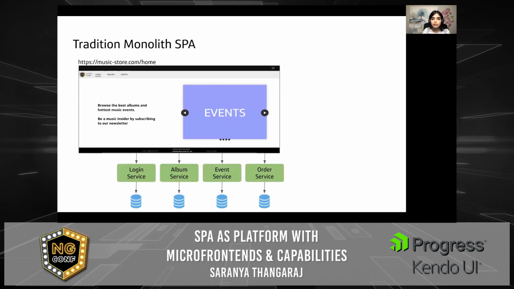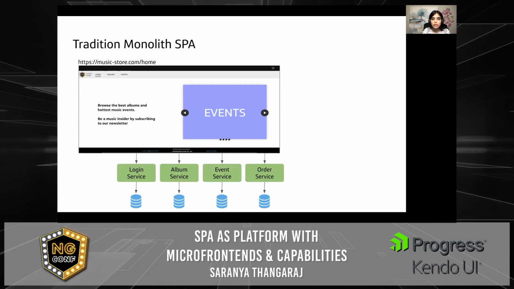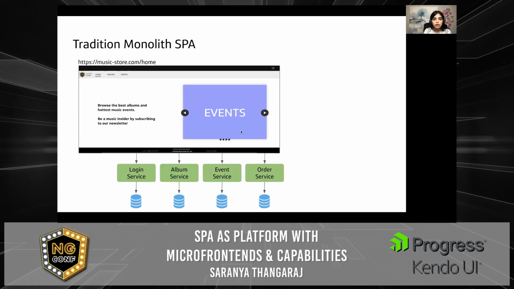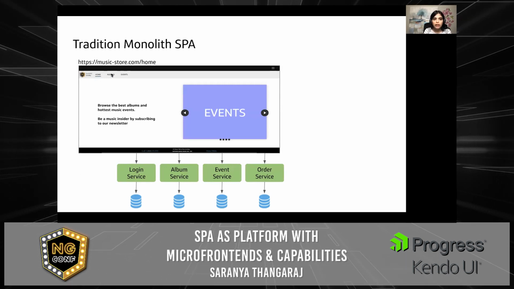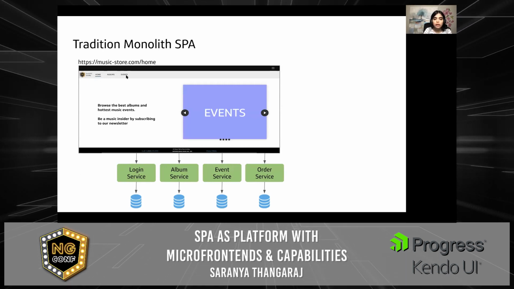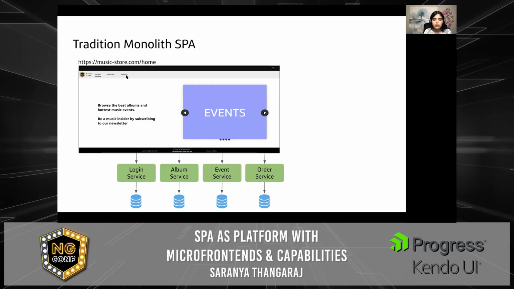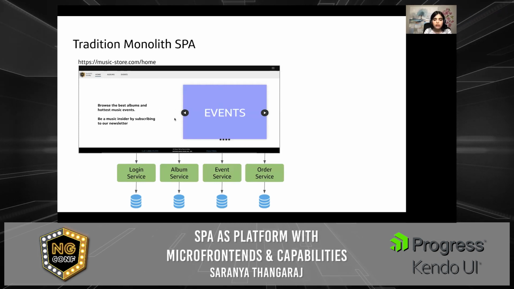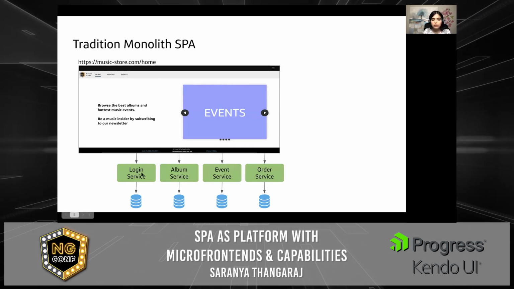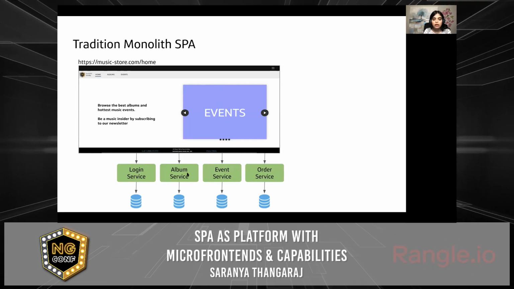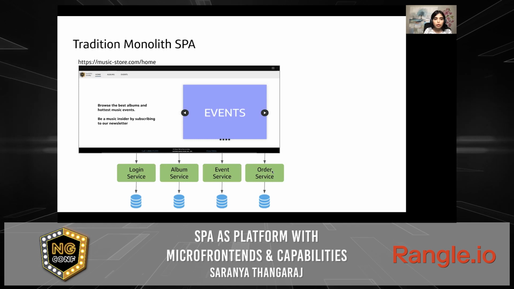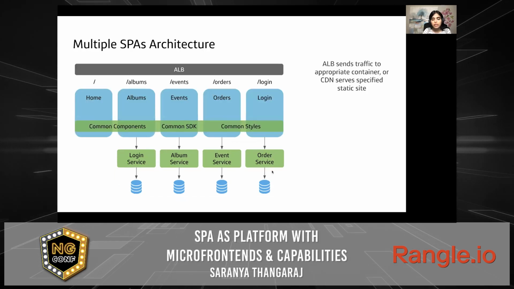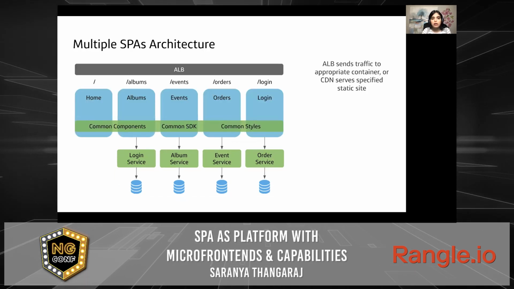For the purpose of this demo, I have created a music store application. This is how the application looks. It has a home module, albums module, and events module, and it's part of a monolithic application. And in the backend, there are microservices for login, album, event, and order. So we want to convert this traditional monolith into a multi-SPA architecture.